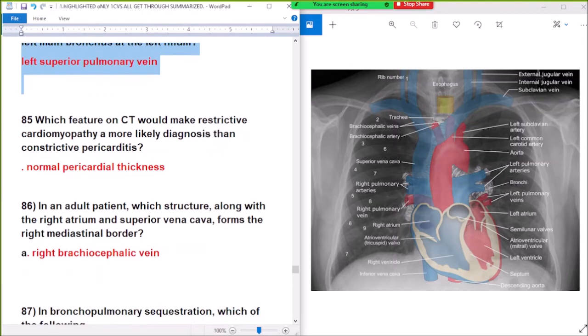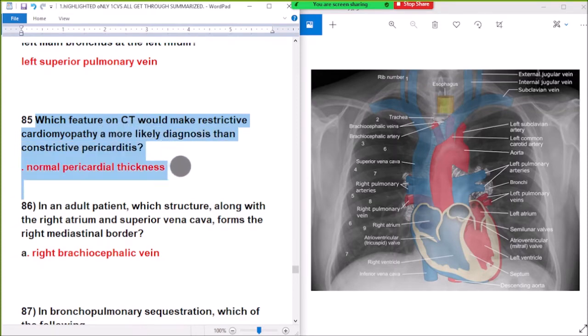Question number 85. Which feature on CT would make restrictive cardiomyopathy more likely to be diagnosed than constrictive pericarditis? Normal pericardial thickness. In restrictive cardiomyopathy, there is normal pericardial thickness.